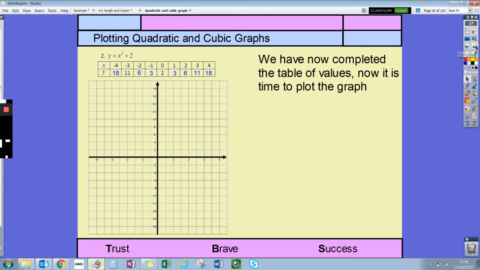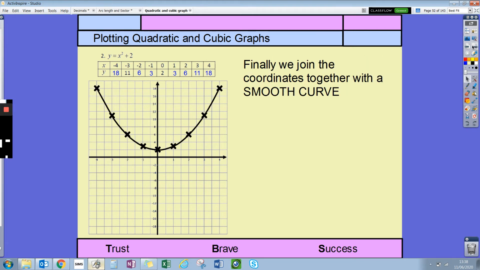So what remains is to plot the graph. So we've got our coordinate pairs 4, 18, 3, 11, 2, 6, 1, 3, and so on. So I'm going to plot those. 4, 18, 3, 11, 2, 6, 1, 3, 0, 2, negative 1, 3, negative 2, 6, negative 3, 11, negative 4, 18. So we've plotted them, and now we're going to join them together with a smooth curve.